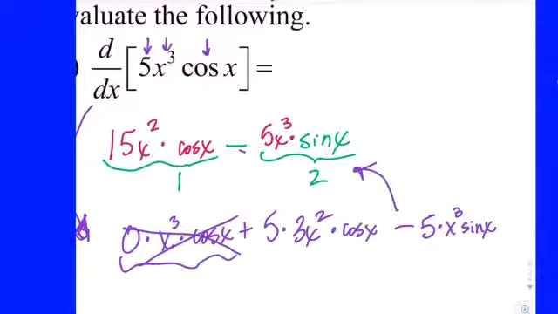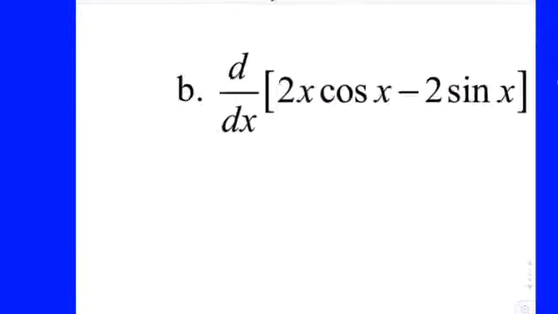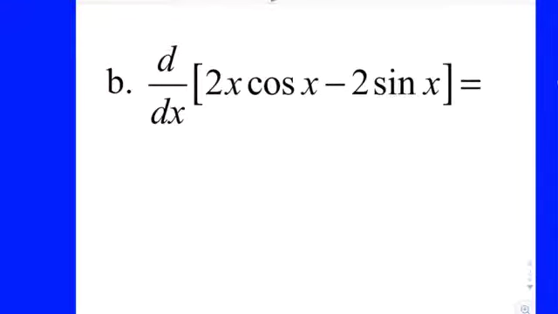So you don't have to let constant multiples be their own function. You can just associate them with the closest variable function. Constant multiples go along for the ride. Okay, sweet. Letter B on your mark and set, you do. Go.